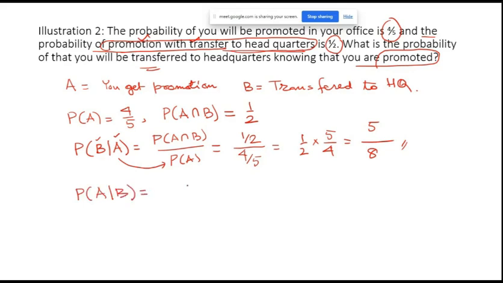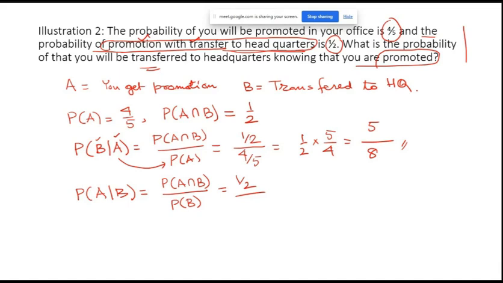Okay, so this is now once again, the numerator will remain the same: A intersection B divided by probability of B. Now probability of B, that information is not available in my question. I have the numerator, that is half. That means I know the joint probability of promotion and transfer. But what is the probability of a transfer, only transfer, that is not provided in the question. So given this information, we cannot compute it.